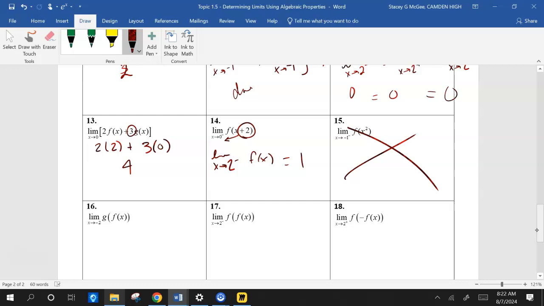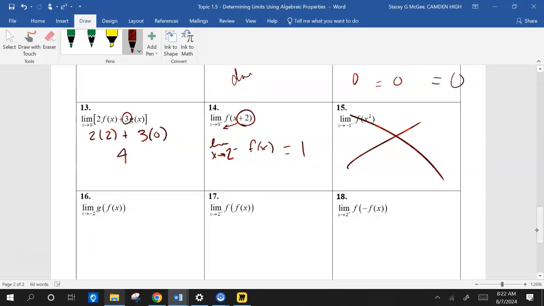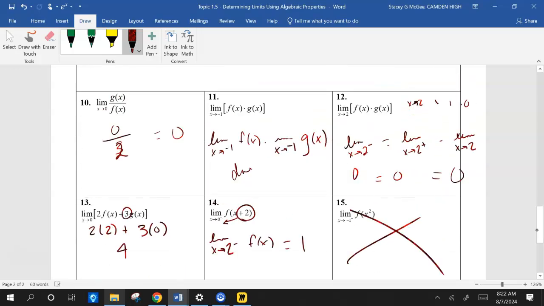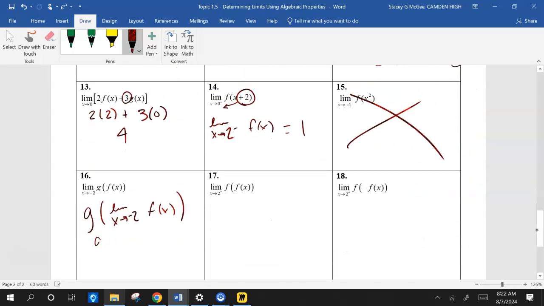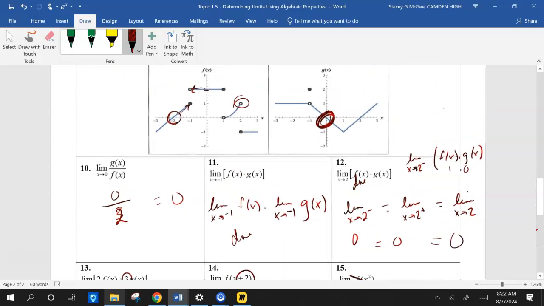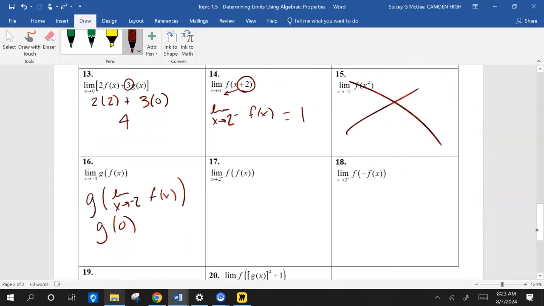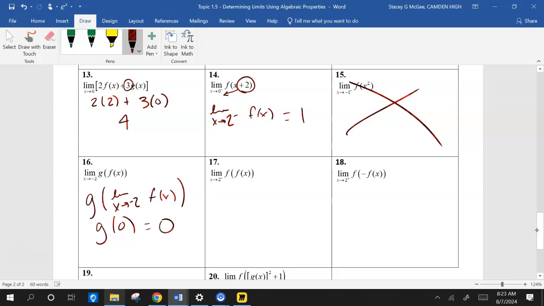16. As x approaches, okay, so I got this compound function. Remember what we do with composite functions. It's g of the limit as x approaches negative 2 of f of x. What's the limit as x approaches negative 2 on f of x? 0. So I've got g of 0. So I go back to that graph. What's g of 0? 0. Easy. I hope y'all are okay on these limits because today's the algebraic manipulation.